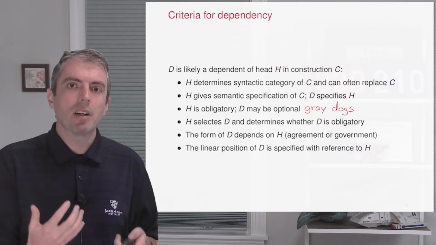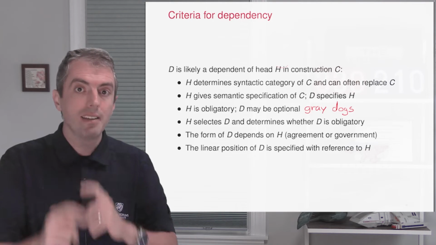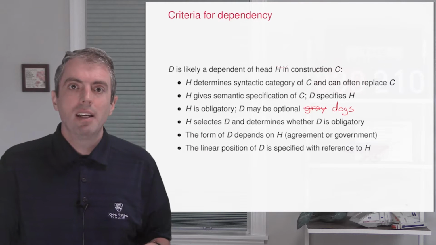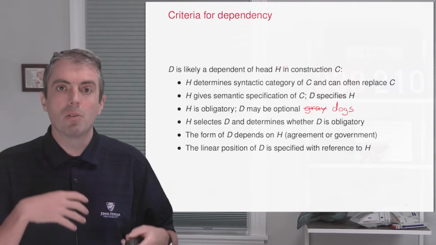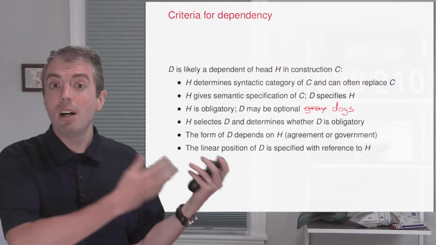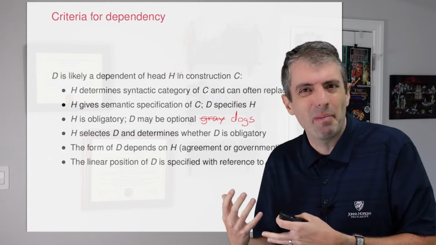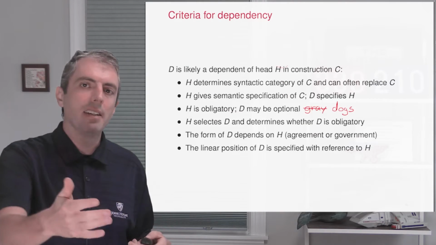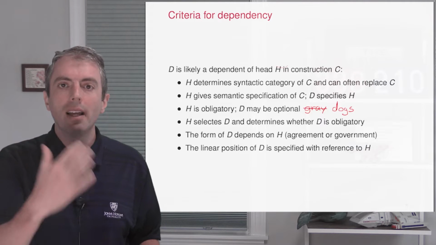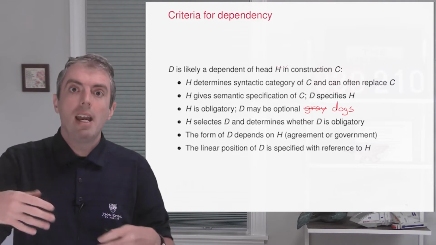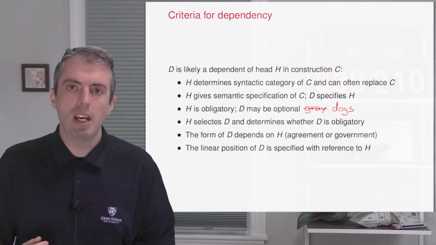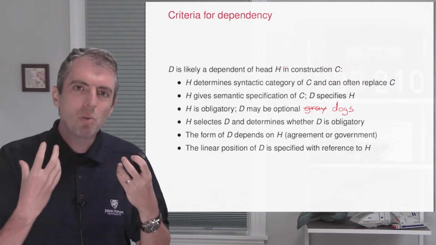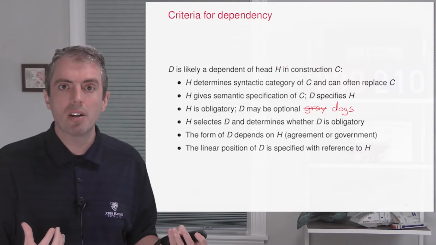The head in a construction is usually obligatory, but the dependents can often be optional. So we could get rid of gray and just say dogs. So if you have the sentence, my gray dog is named Bob, you can say my dog is named Bob. But you can't say my gray is named Bob. H selects D and determines whether D is obligatory. Selectional restrictions are an example of this. You can eat food, but you can't eat shares. This is saying that the head, the verb eat, specifies what kind of objects can be used in the construction.